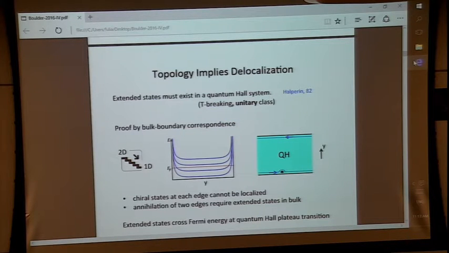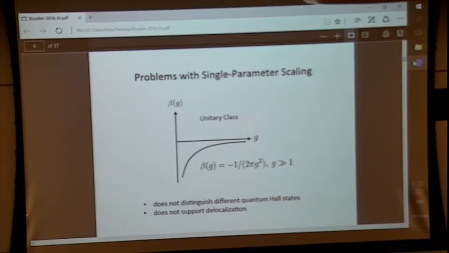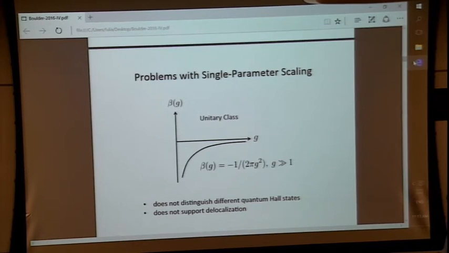Okay, so the one thing I want to emphasize is that the presence of topological insulators in this symmetry class, namely the existence of these quantum Hall states, immediately implies the presence of extended states in the bulk, at least at a certain energy. Okay, not all states are localized in this symmetry class. So then, this immediately says that this single parameter scaling theory cannot be fully correct for this time reversal breaking symmetry class.